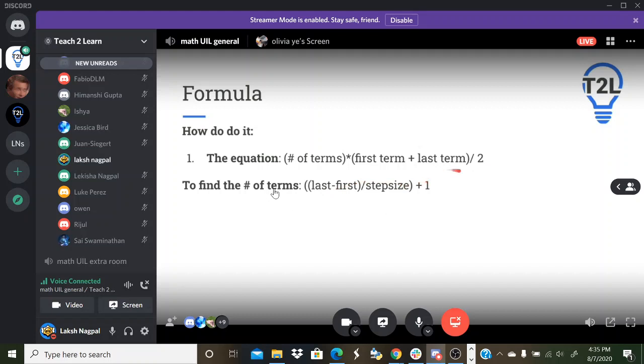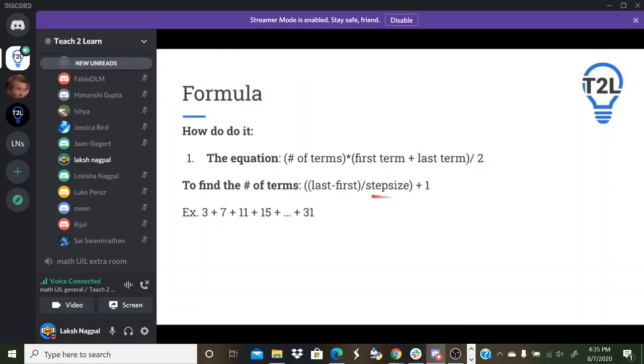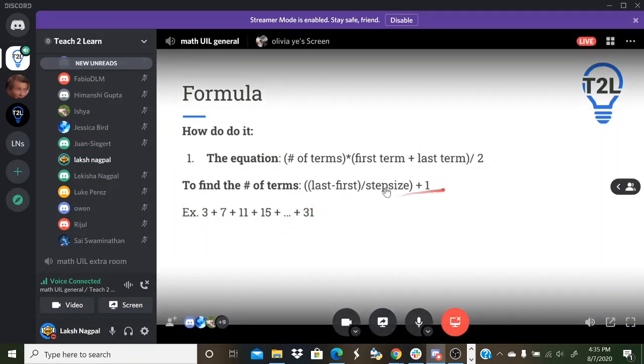So to find the number of terms, there's another equation. This equation is for the number of terms, and the equation above is just finding the sum. So for the number of terms, you first subtract the first number from the last number, so last minus first, and then divide that by the step size, which is basically the sequence rule, or how it increases each time. And then once you divide it by the step size, you want to add 1, and this one is pretty important.